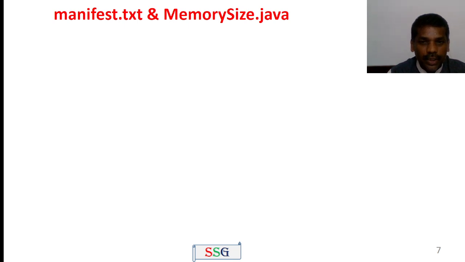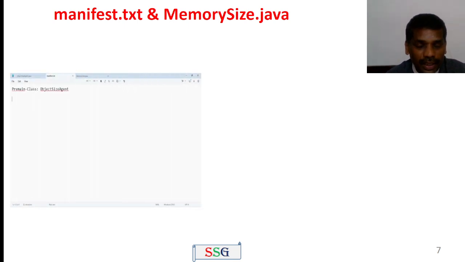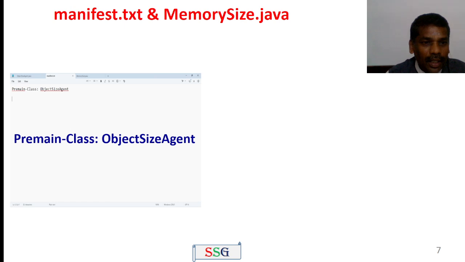Next one, second file, manifest.txt and MemorySize.java. The manifest.txt file contains only one line, that is Premain-Class: ObjectSizeAgent. Only one line is enough. But one important thing, the second line should be an empty line. So that's why the cursor points to the third line.